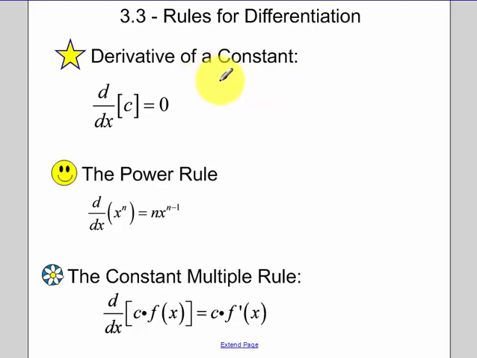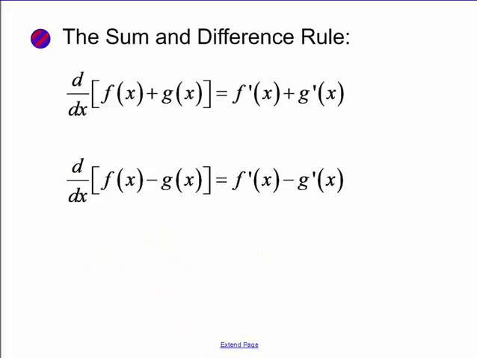Derivative of a constant. Remember, derivative means slope, so the slope of a constant line is 0. Memorize this rule. The power rule, this is super important. To take the derivative of some function, you bring down the exponent, and your exponent is reduced by 1. And what you can do, a constant multiple rule, is basically you can just bring the constant out in front and then take the derivative of the function as is.